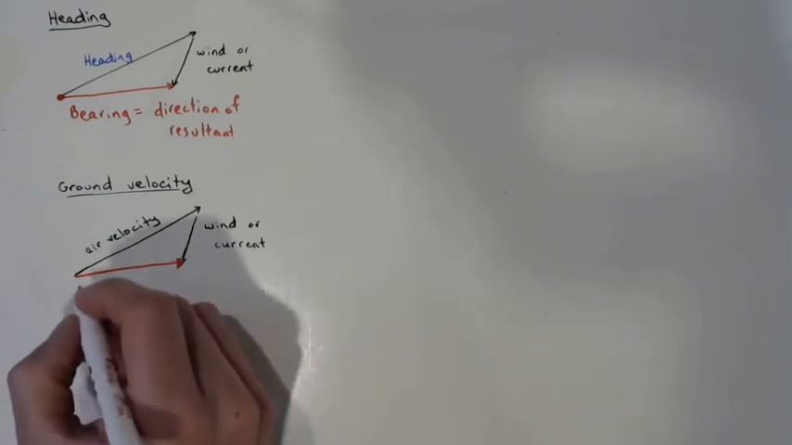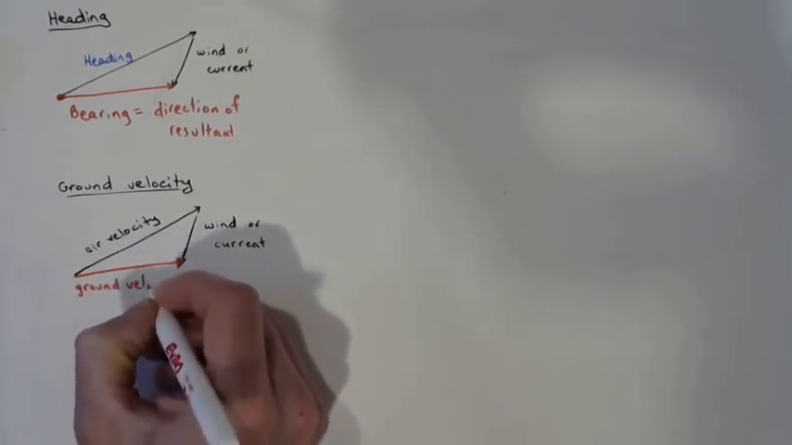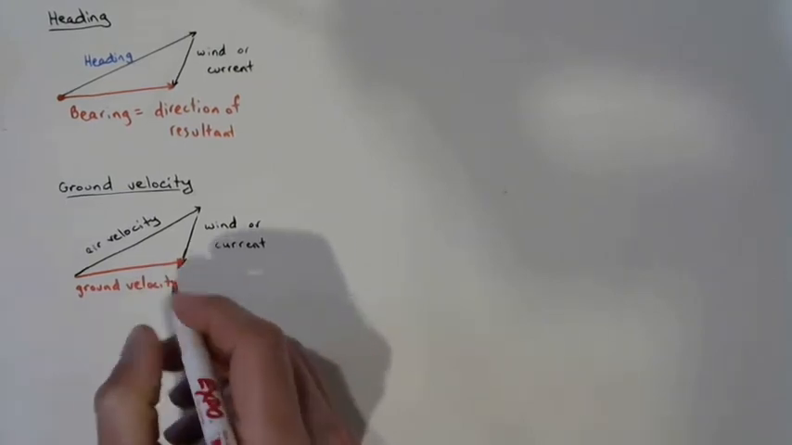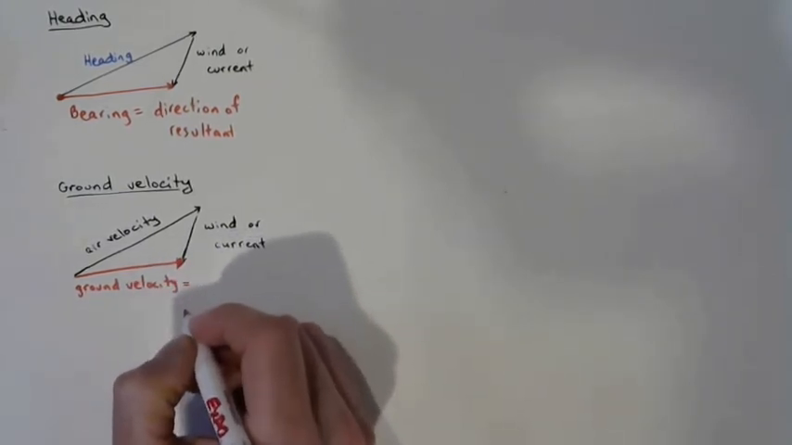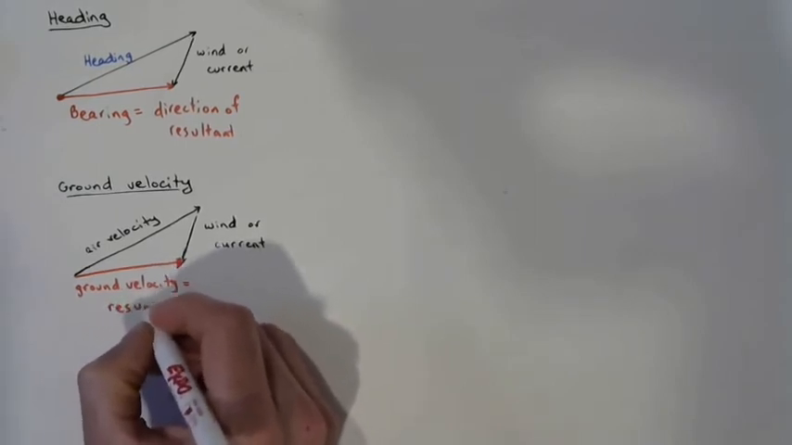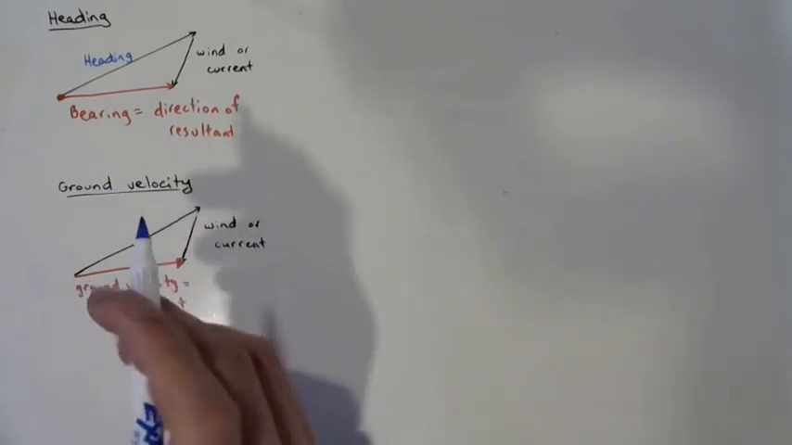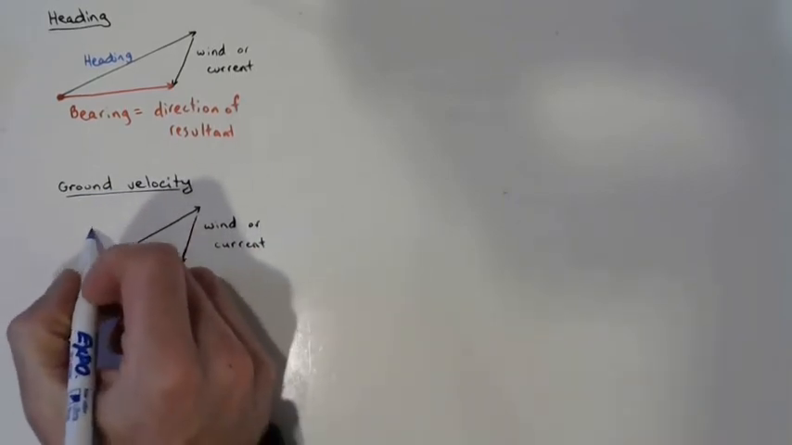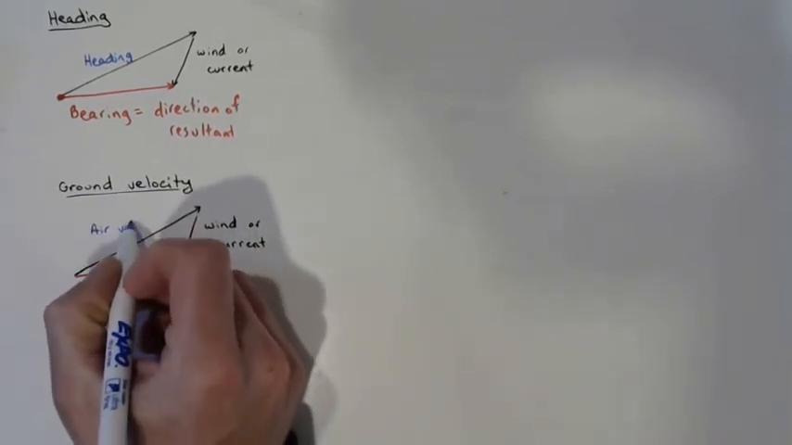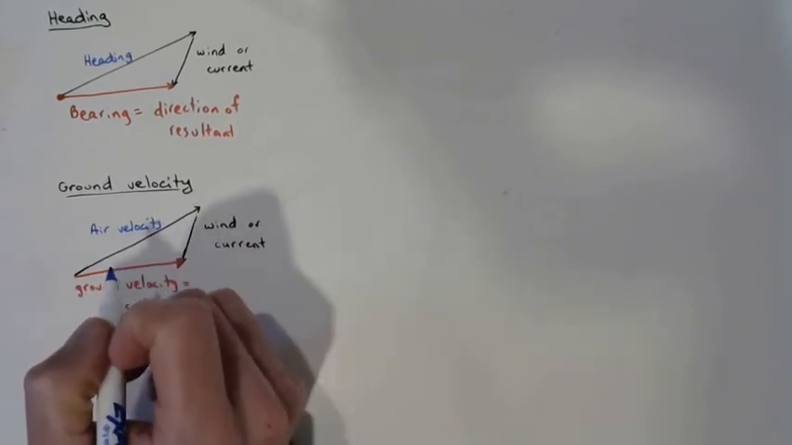And this is called ground velocity. Ground velocity is equal to the absolute value of the resultant. And here, I should have written this in blue if I'm going to be consistent. This is air velocity, also called heading velocity.